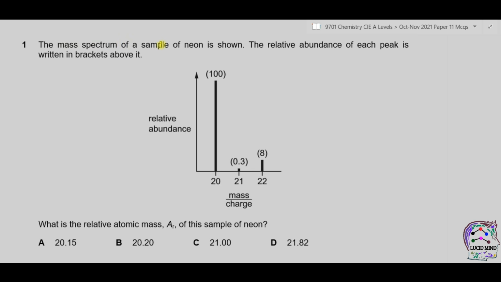Question 1. The mass spectrum of a sample of neon is shown. The relative abundance of each peak is written in brackets above it. This is the relative abundance of the first isotope, this is for the second isotope, and this is for the third isotope. What is the relative atomic mass of this sample of neon?